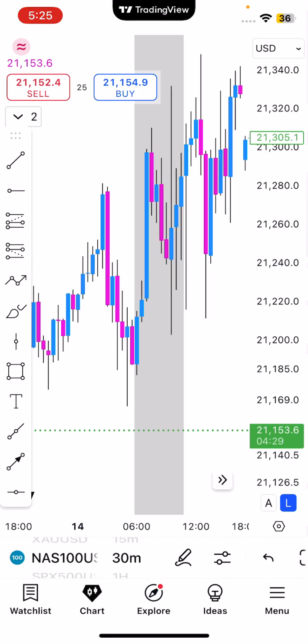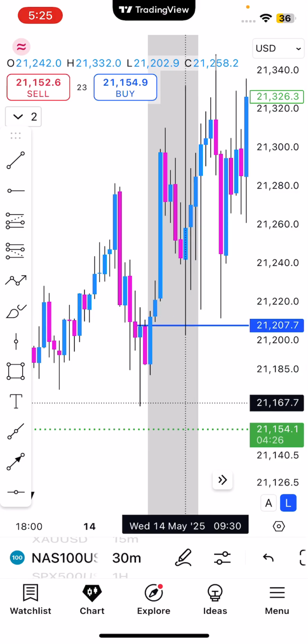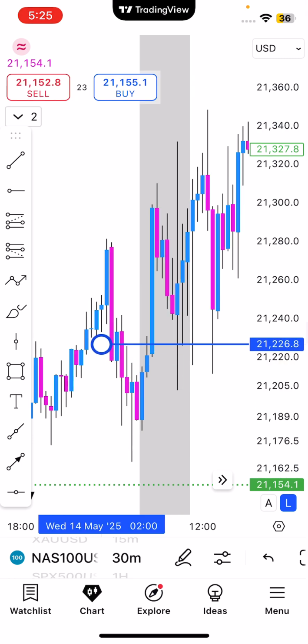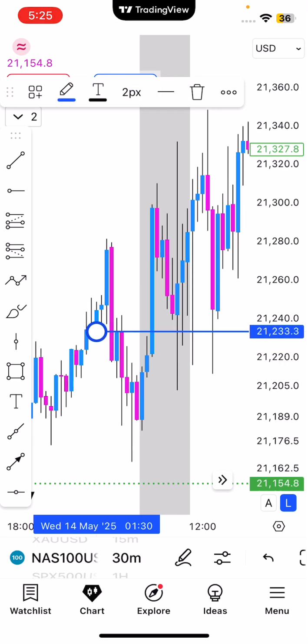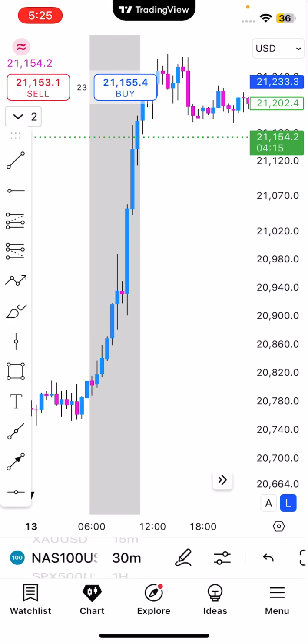So let's see. Price came back here. It closed as a bullish candle. I don't like it. I like it to close as a bearish candle. So yeah, I wouldn't have taken any of these trades. Nothing for me on the 30-minute time frame for this.